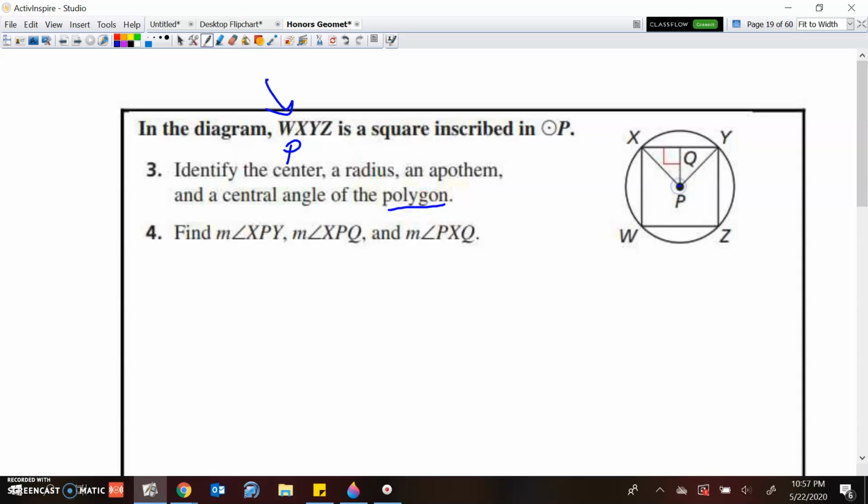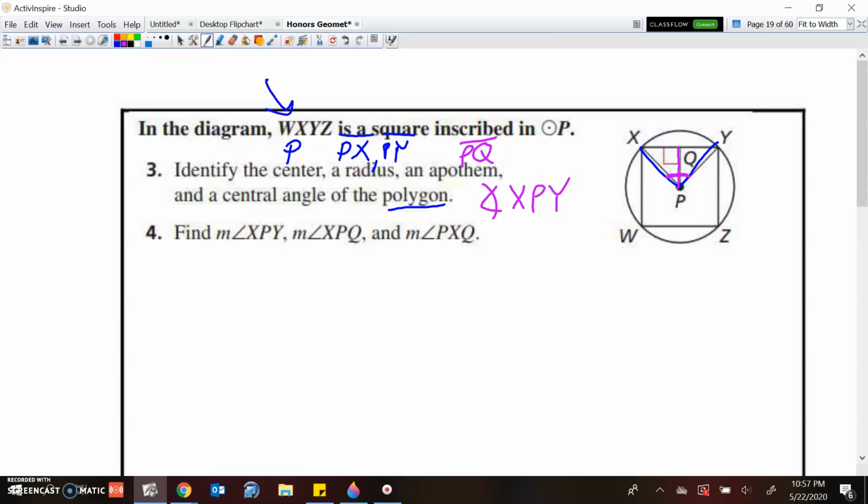So it's point P. The radius, there's actually 2. We can say PX or PY. Those are both radii of the circle. And the apothem, again, is when we take our center point and we draw it perpendicularly to one of the sides of that polygon. So PQ is my apothem. And then a central angle is going to be this entire angle.